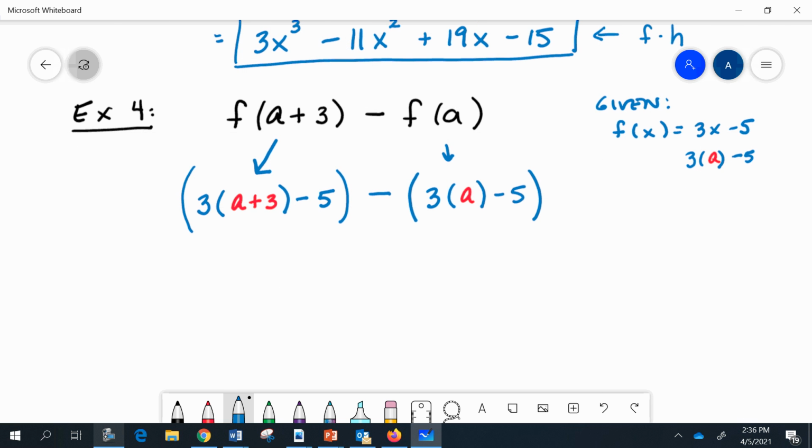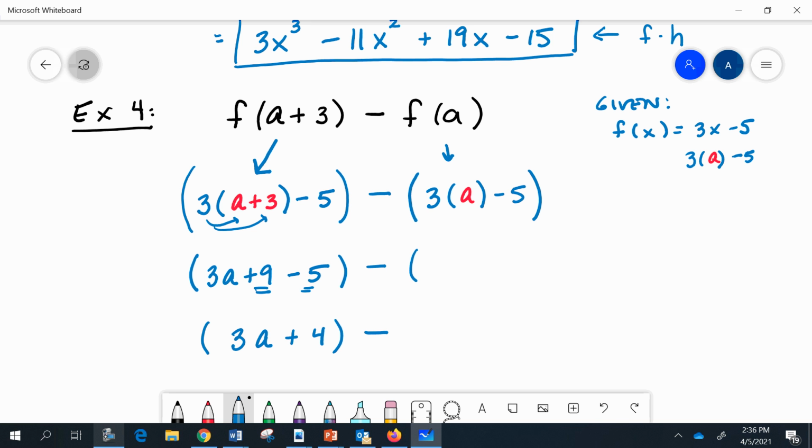Before we get to any subtraction, let's distribute, let's combine like terms, let's see what we can do. This is going to be 3a plus 9 minus 5. I'm going to combine the 9 and the negative 5, and this is going to make 3a plus 4. That's the whole first part. Before I do any subtracting, I'm going to bring this minus sign down. Now what we have right here is 3a minus 5. So again, let's just copy this down into the next step.